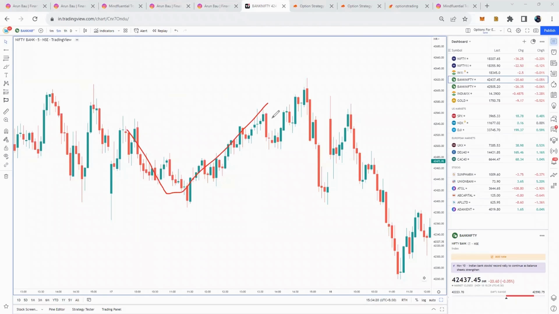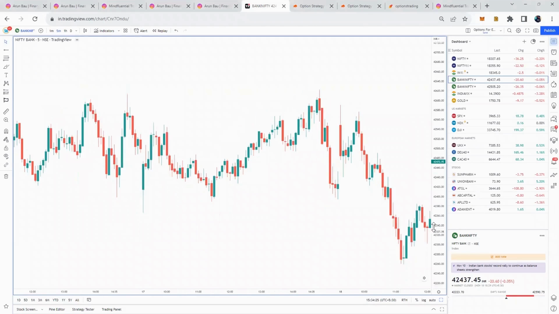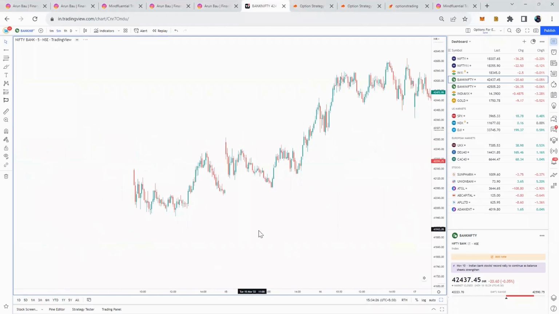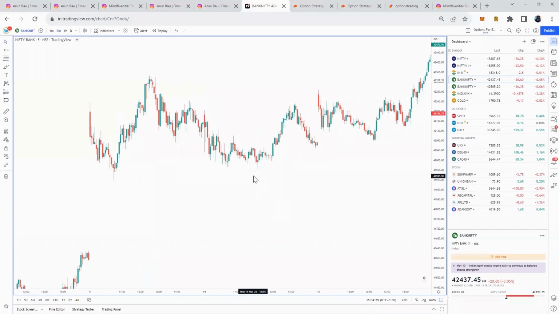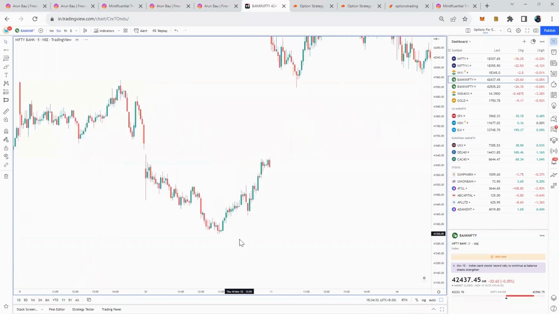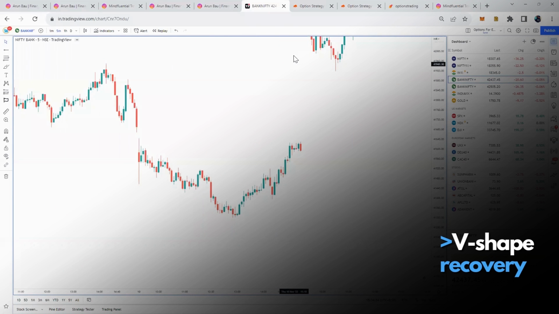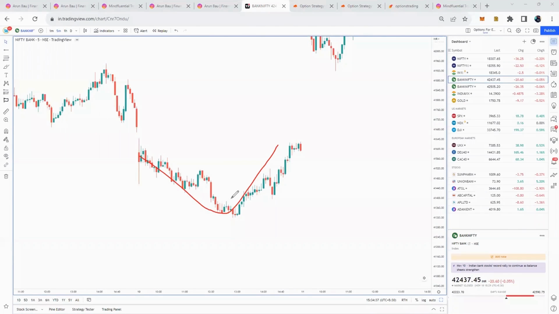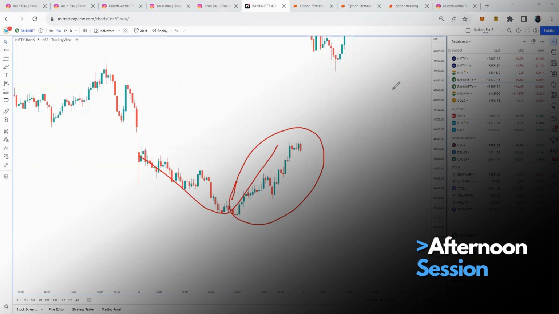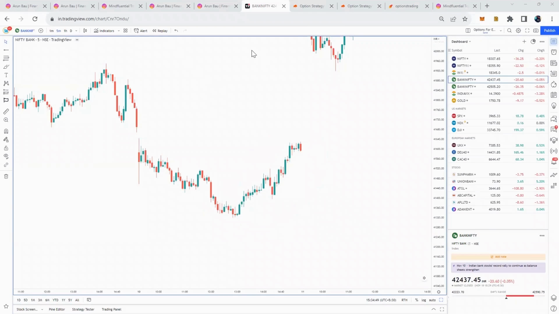Now this was possible on this particular previous Thursday. Let's go back 1 week before, that means the previous to previous expiry date. The Monday, Friday, and this was the Thursday. Look at the V-shape recovery. So this is the V-shape. Whenever this kind of V-shape comes, there is a probability that your call butterfly will give you a good profit. Especially in the afternoon sessions, you are seeing the recovery.